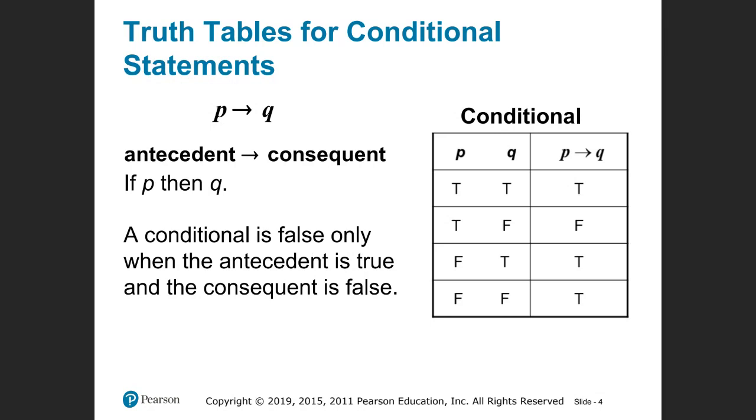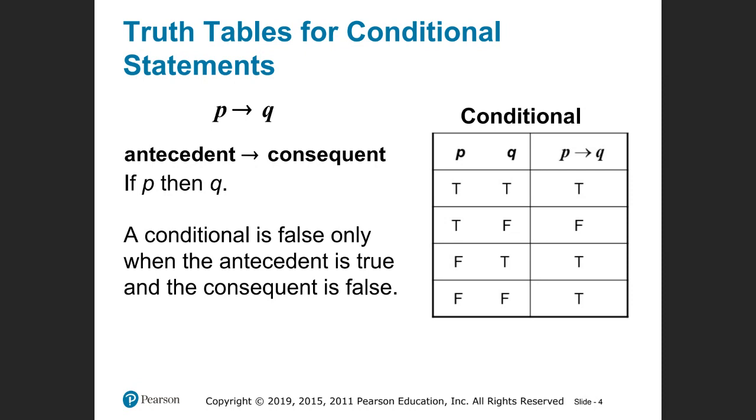Recall what a conditional statement is. It looks like this, where you have P with an arrow pointing toward Q. P is the antecedent, Q is the consequent. A conditional is false only when the antecedent, or the first part, is true and the consequent is false.